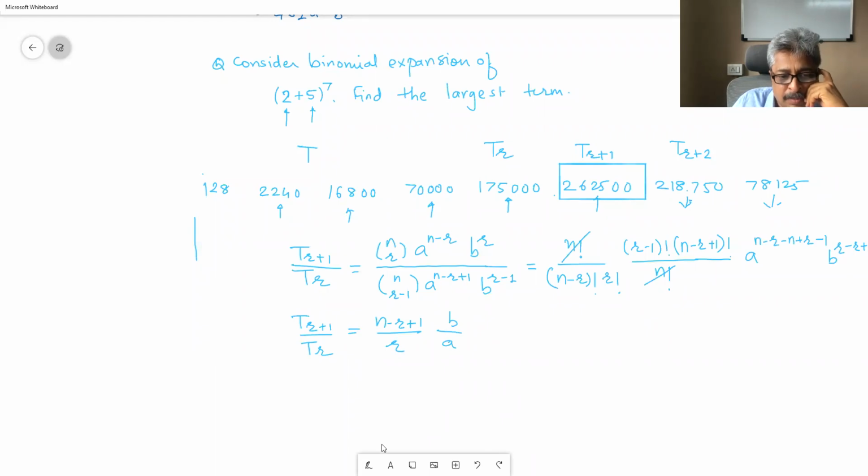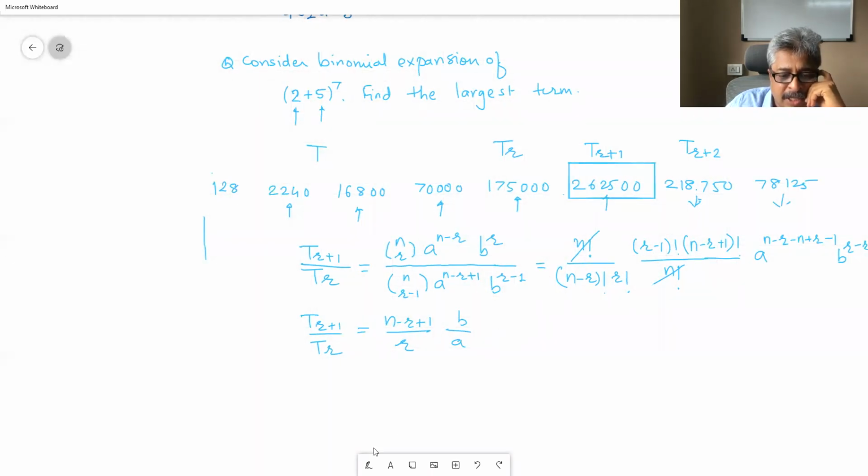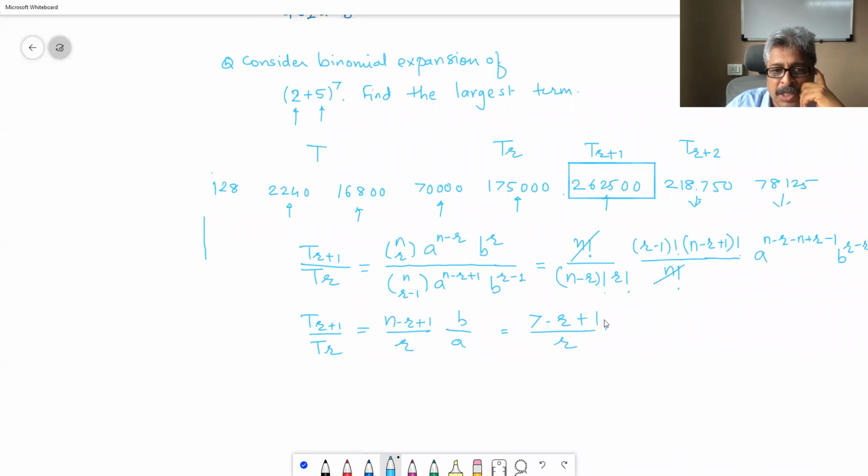In our problem, n is 7, the ratio is (7 minus r plus 1) upon r, b is 5, a is 2. Now we want the value of r such that this is greater than 1, and we would like the largest such value of r. Because this upon this is also greater than 1, we are not interested in all ratios. We are interested in the largest ratio.